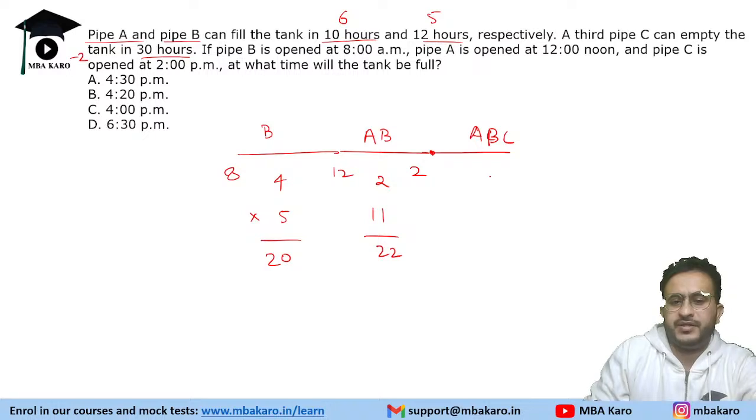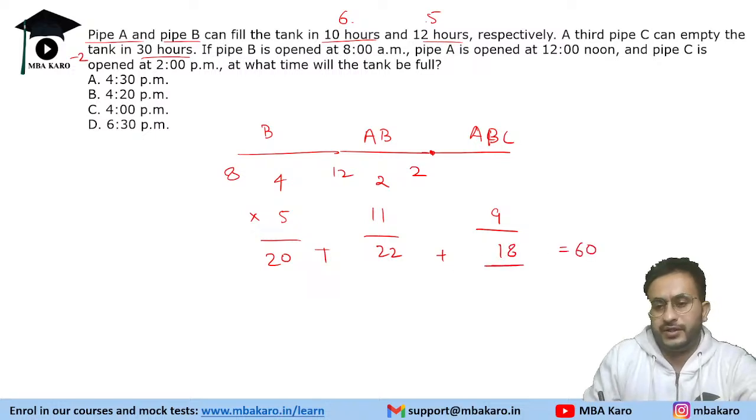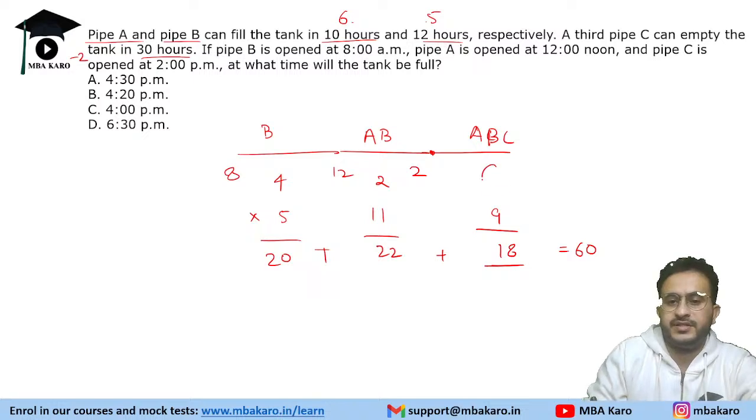And when ABC work, their efficiency is 11 minus 2, 9 units. Okay, so the total capacity is 60, so they need to fill 18 units, right? 18 units means they will need 2 hours to operate. So 2 to 2, that is 4 p.m. It will be completely full.